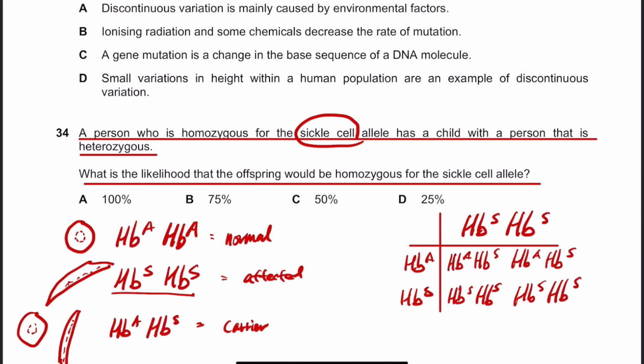these two. So these two are homozygous for the sickle cell. So in total there are 4 outcomes, and 2 out of the 4 result in the homozygous for the sickle cell allele. Hence, the answer should be 50%.